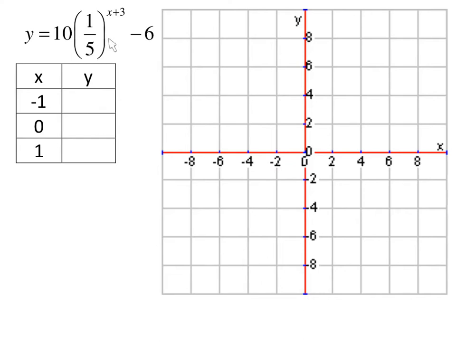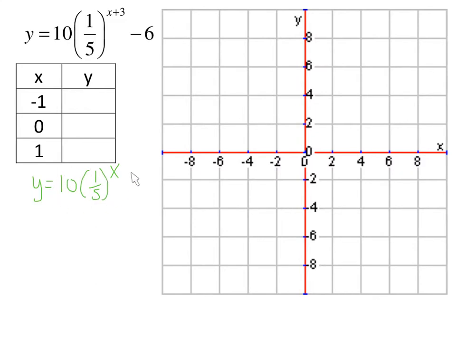In order to graph this function, I first want to graph the front part. I call it the parent function. And then this 3 and negative 6 are going to do some shifting for me. So let's start with the equation y equals 10 (1/5) to the x power. And I'm going to use this table for this function.